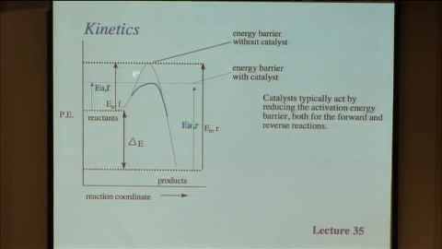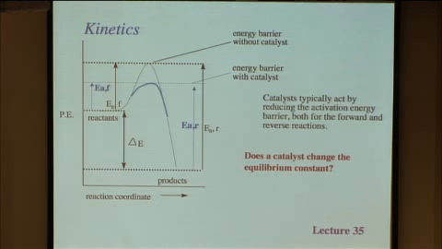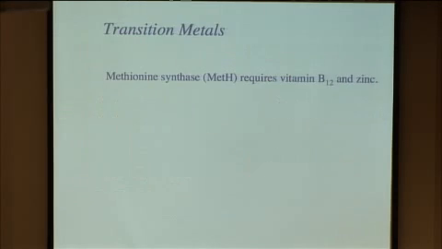Again, a catalyst works by lowering the activation energy barrier, or another way to say that is by stabilizing a transition state. So it's going to affect the activation energy for the forward reaction and for the reverse reaction. It's going to decrease both of them by the same amount. So if you know how much one is decreased, you also know how much the other is decreased. And we also know that it doesn't affect the thermodynamics. So does it change the equilibrium constant? No, it doesn't change the equilibrium constant. All right, so a little review of kinetics.